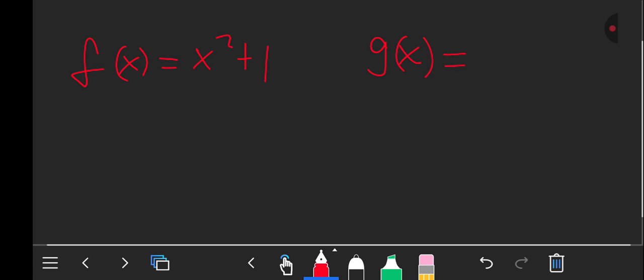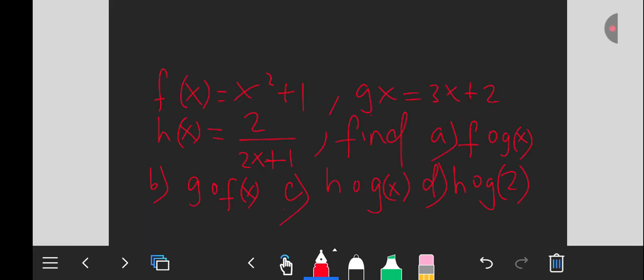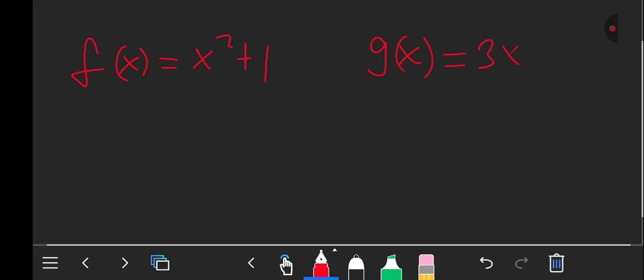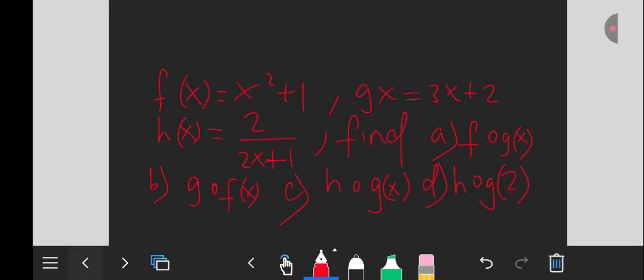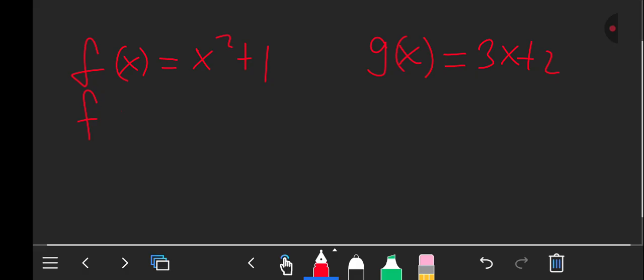Our g of x is simply equal to 3x plus 2. Then we've been asked to find f g of x. So f g of x simply means that in the function f, where there is x, substitute g of x. So this will be equal to, where is the function f? The function f is this one. But where there is x, I'll substitute 3x plus 2.